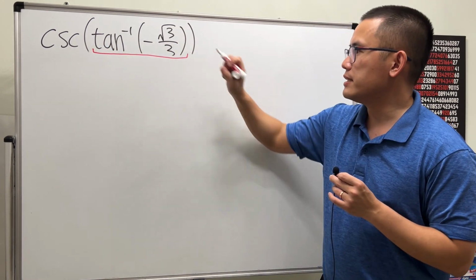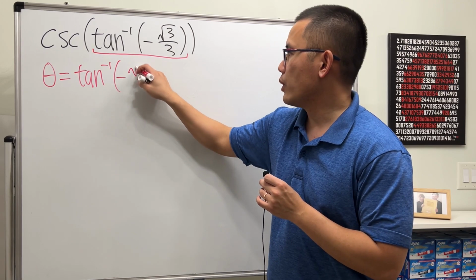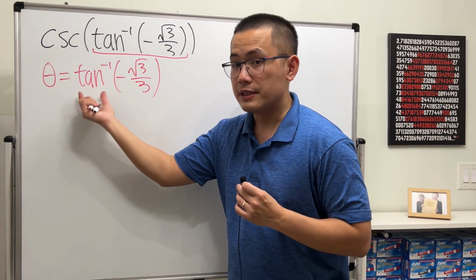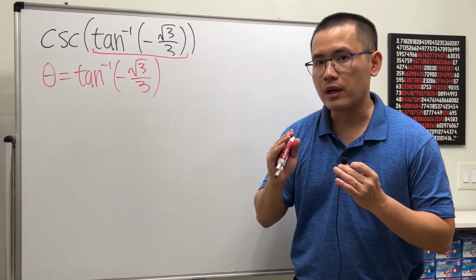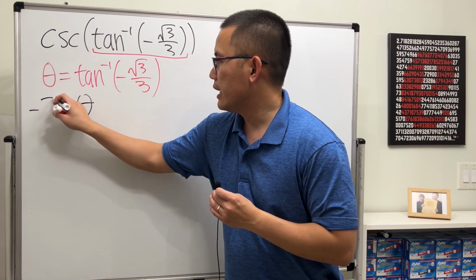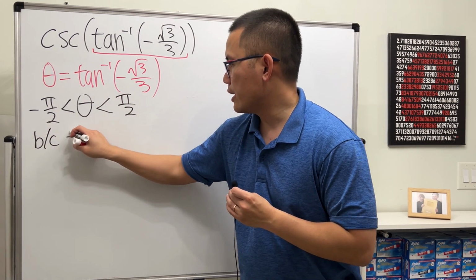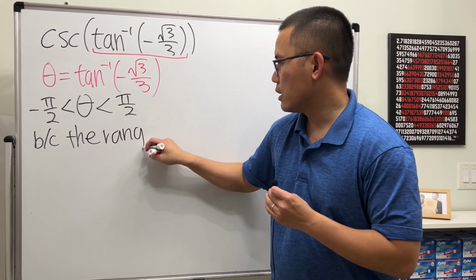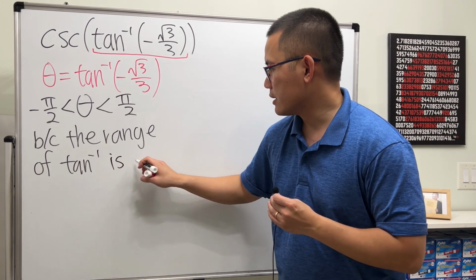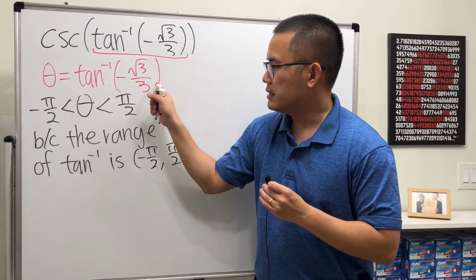First, this right here represents an angle, so you can say that theta equals inverse tangent of negative square root of 3 over 3. Now here's a small detail. Because we have inverse tangent and the range of inverse tangent is from negative pi over 2 to pi over 2, our angle theta must be between negative pi over 2 and pi over 2. And this is just interval notation.